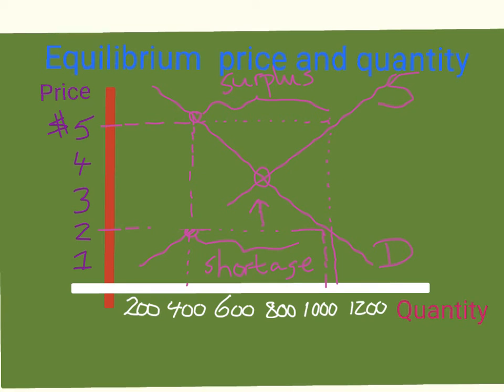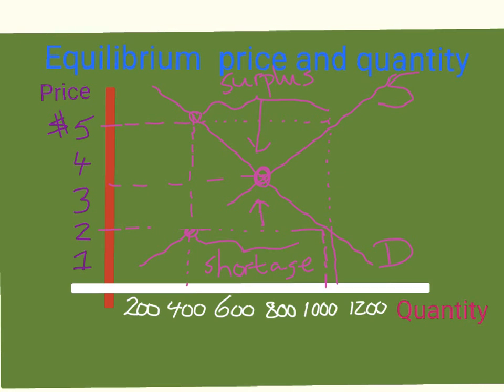Anytime there's a surplus, businesses don't want to get stuck with tons of products. They would want to lower the price or put things on sale, and the price would go from 5 to 4, and in the long run it would end up at an equilibrium price of, well, let's see, it's between 3 and 4, let's say 3.50.